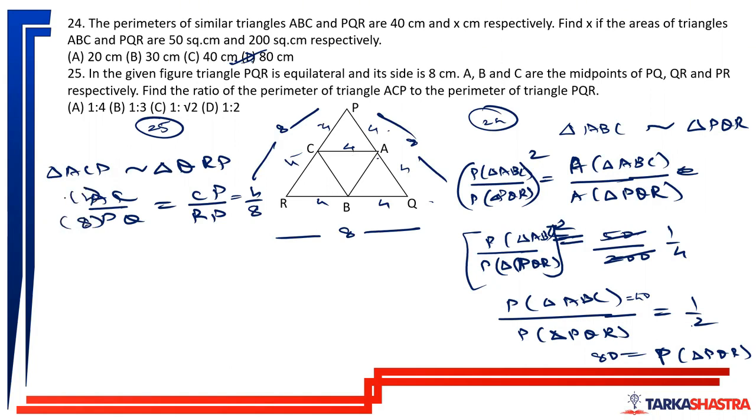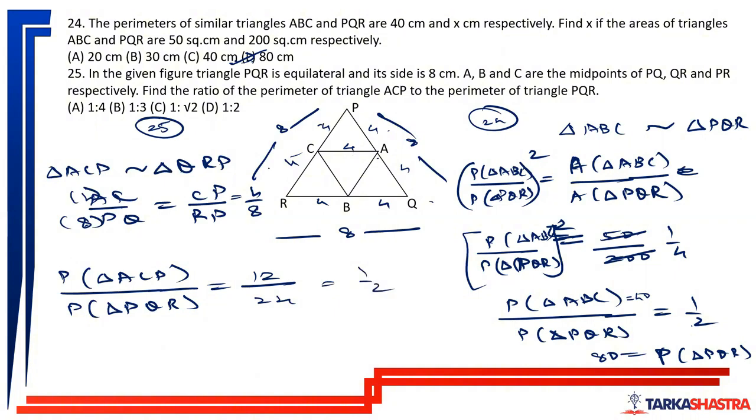Now, what is the ratio of the perimeter? Perimeter of ACP upon perimeter of triangle PQR. This would be 4 plus 4 plus 4, that is 12. And we have 8 plus 8 plus 8, that is 24. The ratio is 1:2.